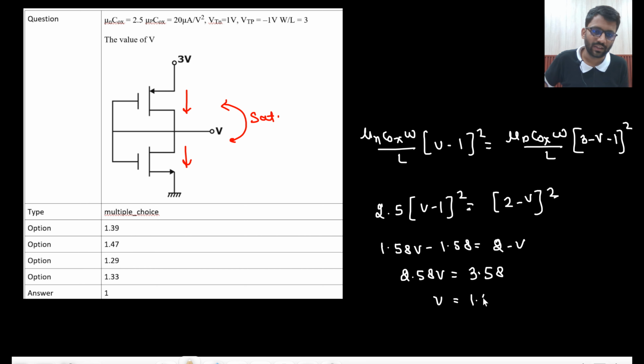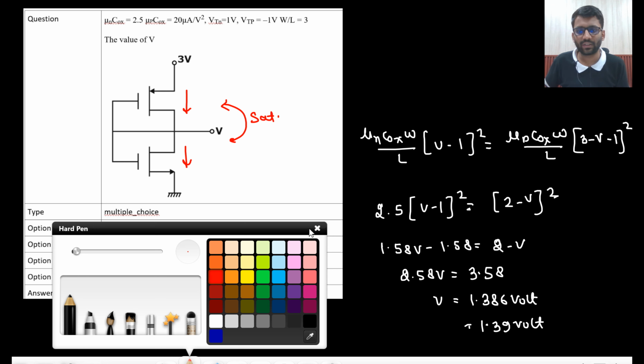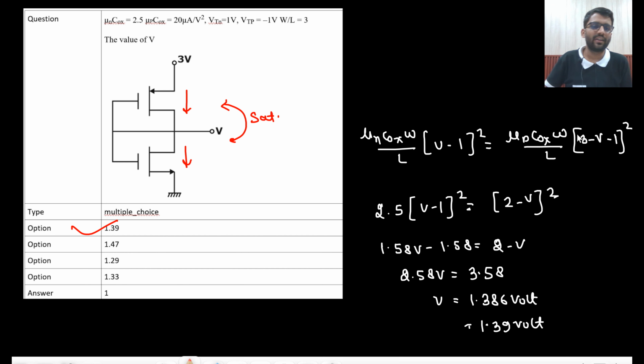Basically, I am getting 1.386 volt, which can be taken as 1.39 volt. So that's it. That is the answer. In calculation, people would have tried the quadratic equation there and it would be complex. But better than that, take the square root, and here I will take the square root with the positive sign because I know V would be positive.